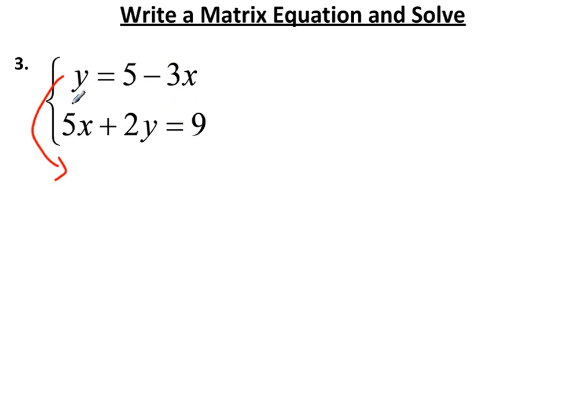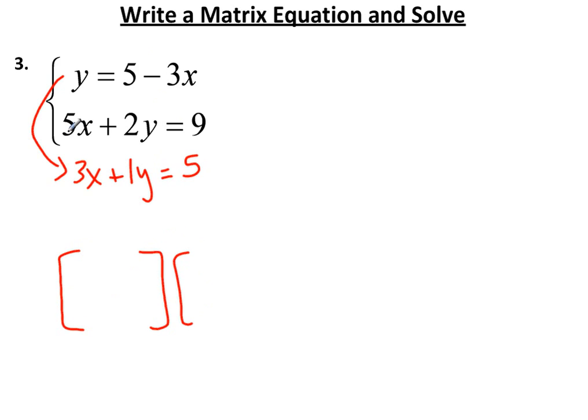I'm going to move the x's to the left, so I'm going to have a positive 3x. I already have a positive 1y, and it's going to equal 5. So now that it's like that, it's really easy to set up my matrix equation. So I'm going to do 5 for the x, 2 for the y, 3 for the x, 1 for the y. And I put the x's first, then the y's. This one is a 2 by 1 because we only have 2 unknowns. And again, this should only have 2 solutions. We have a 9 and a 5.